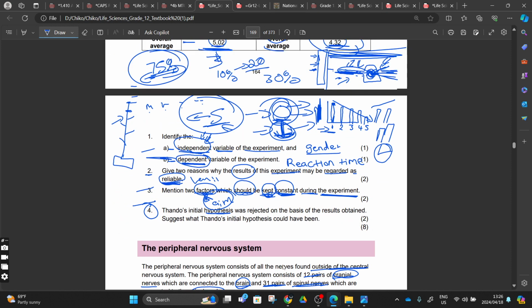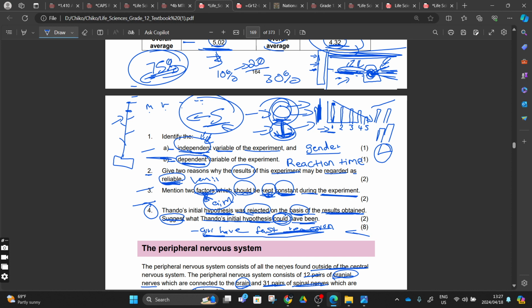Let's do number 4, right? But Tando's initial hypothesis was rejected on the basis of the results obtained. Suggest what Tando's initial hypothesis could have been, because we have many hypotheses. Why not just come up with a suggestion, but this suggestion was rejected on the basis of the results obtained. What did we obtain as a result? We obtained that girls have a fast reaction time, right? So with this conclusion, knowing that girls have the fast reaction time, what could be the hypothesis of Tando?